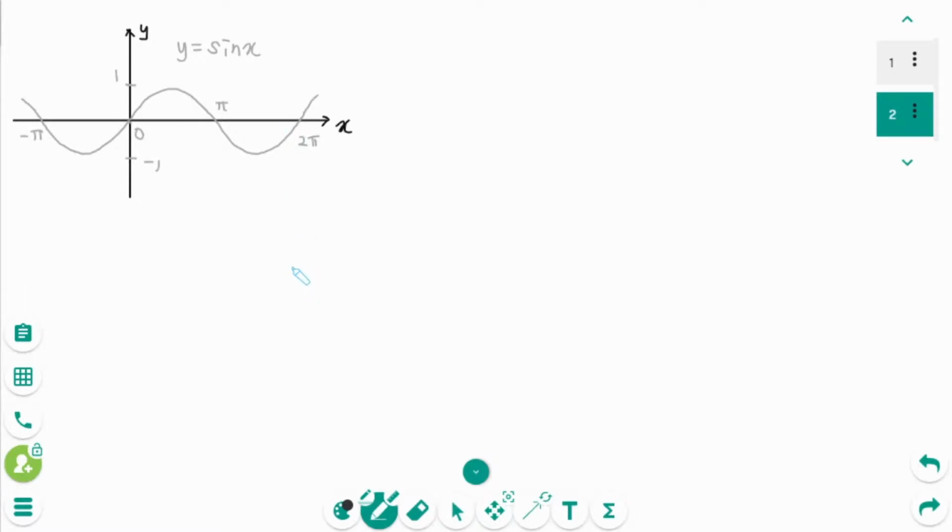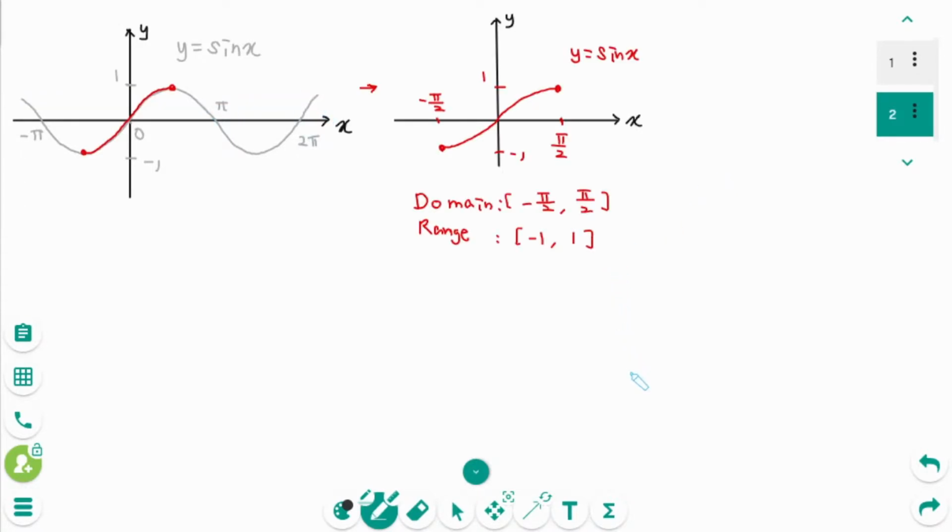Y equals sine of x is not 1-to-1. Using the horizontal line test, you will see more than one intersection, like this. However, y equals sine of x is 1-to-1 with this restricted domain. You can check with the horizontal line test. There is only one intersection.